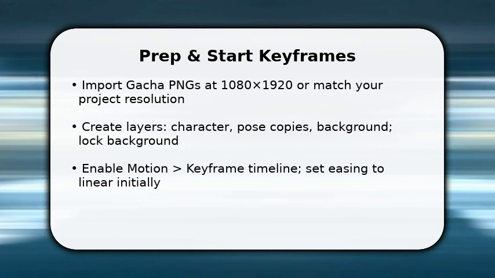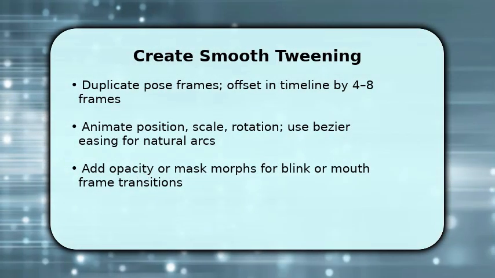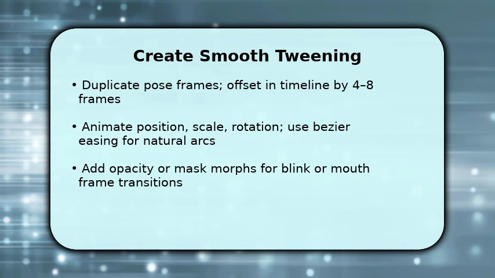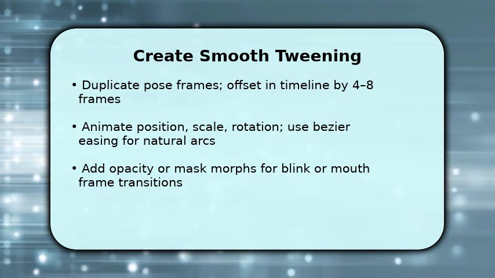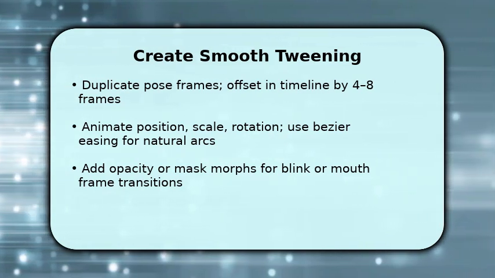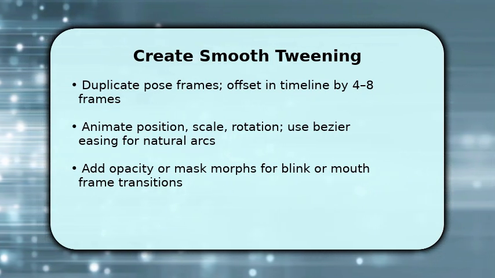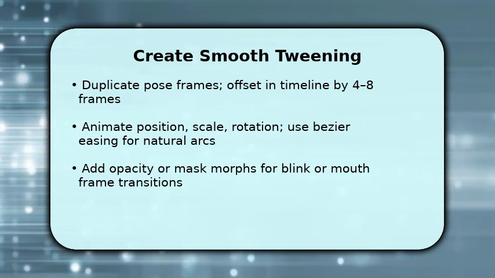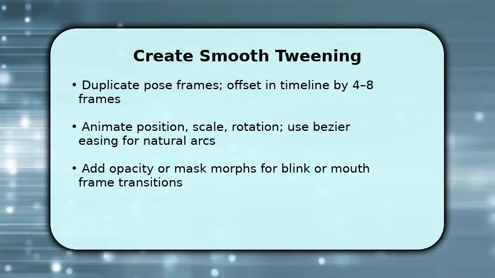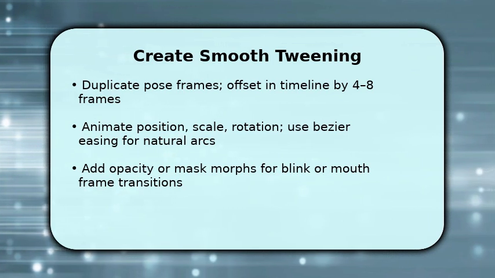Then prepare the next pose layer for tweening. Now focus on the middle. Duplicate your pose layer and nudge it forward 4 to 8 frames to establish timing. You'll animate position, scale, and rotation between keyframes. Use Bezier handles to craft natural arcs rather than robotic linear motion.